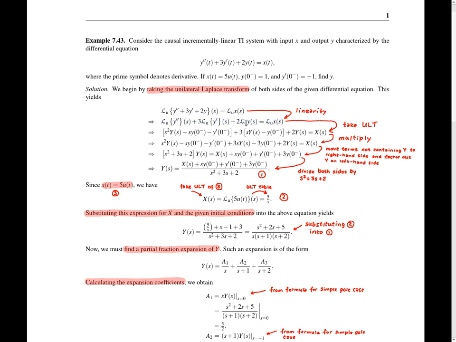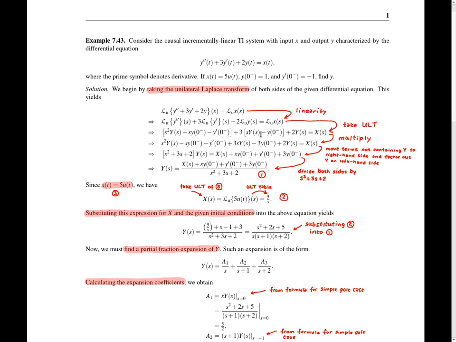Now we essentially have two non-trivial unilateral Laplace transform calculations to make. This first one here is going to involve the differentiation property of the unilateral Laplace transform, and this second one here will also involve this property. So using the differentiation property of the unilateral Laplace transform, we obtain this next line here.